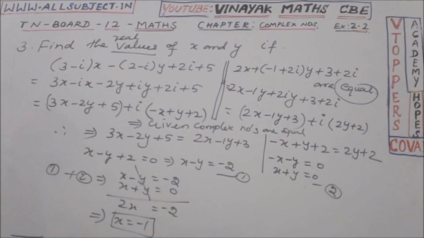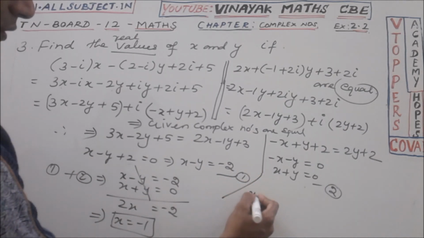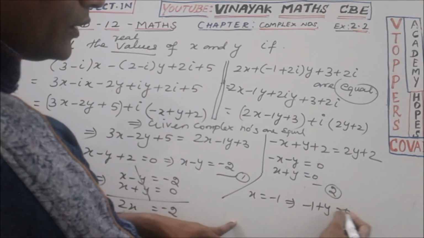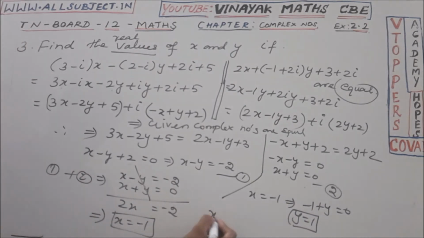Substituting x equal to minus 1 in equation 2, minus 1 plus y equals 0, so y equals plus 1. Therefore, the real values are x equal to minus 1 and y equal to plus 1.